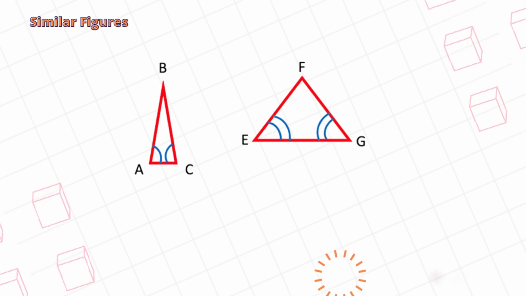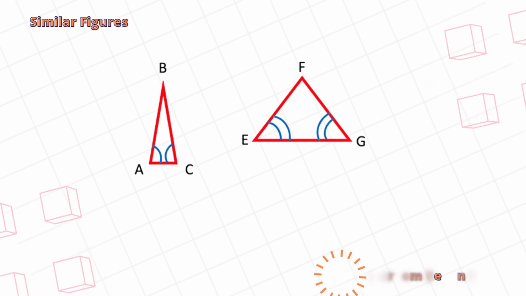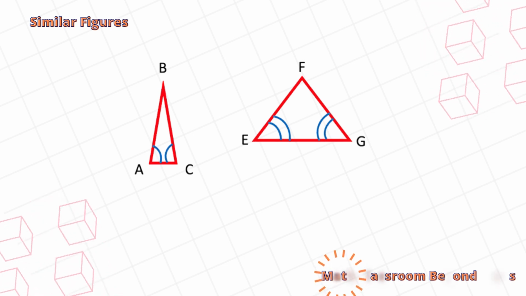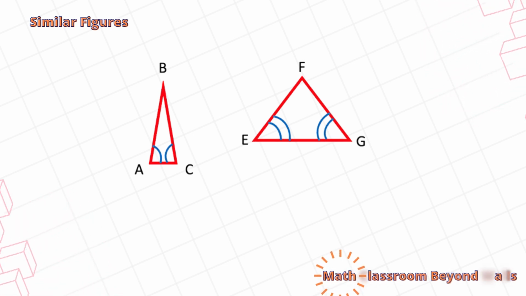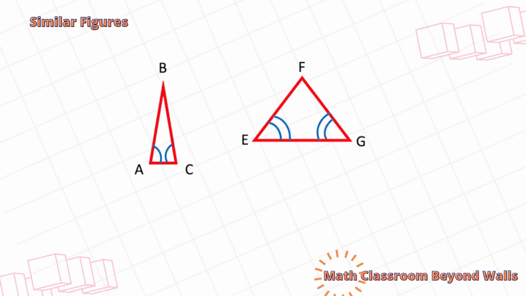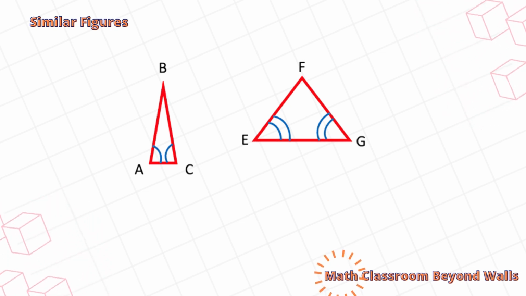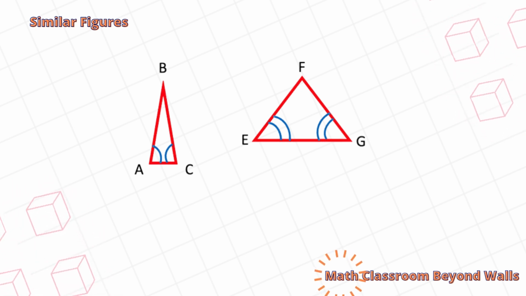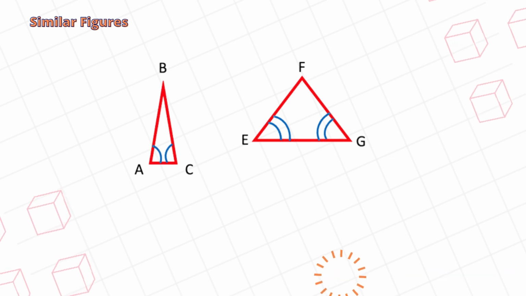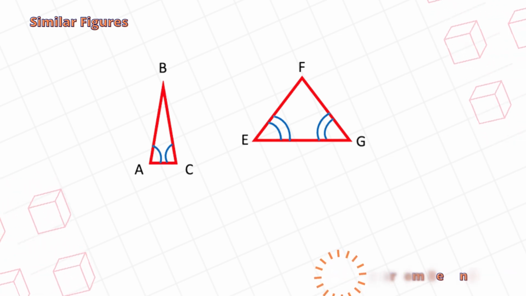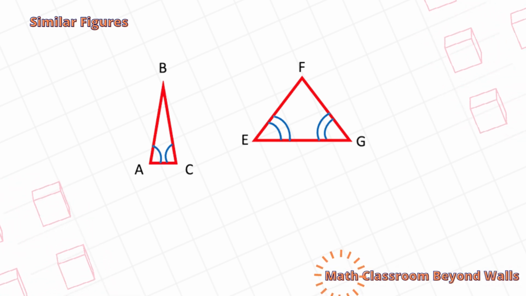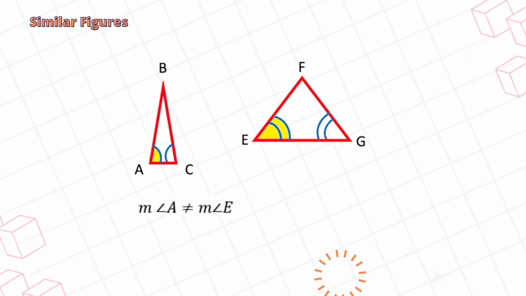Now, two isosceles triangles cannot be similar all the time as well. Although isosceles triangles have two angles that are congruent, it does not guarantee that the corresponding angles of two isosceles triangles are always congruent. Let us look at the figure here. Triangle ABC and triangle EFG are both isosceles triangles, but the measure of angle A is not equal to the measure of angle E.